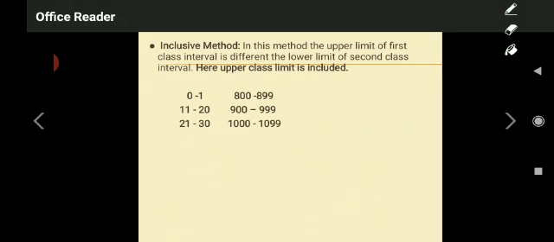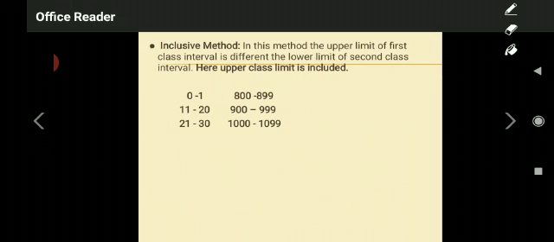Here, the upper limit of the class limit of 11 to 20 is 20, and the lower limit of the class limit of 21 to 30 is 21. These two are different here. The upper limit of the first class interval and the lower limit of the second class interval are different. When these two are different, that method is called the inclusive method.